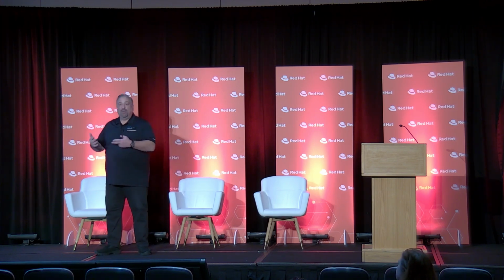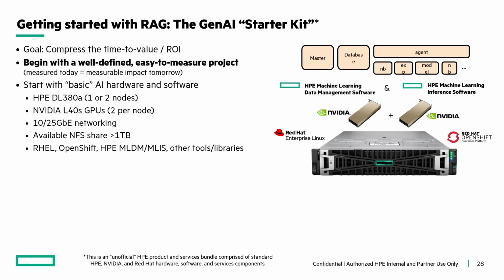Now, our particular approach, not surprising with the logo on my shirt, involves some Hewlett-Packard Enterprise server hardware, NVIDIA GPUs, Red Hat operating system and container platform OpenShift, as well as some AI software from us and from NVIDIA to construct a platform that allows you to develop and deploy a retrieval augmented generation system.